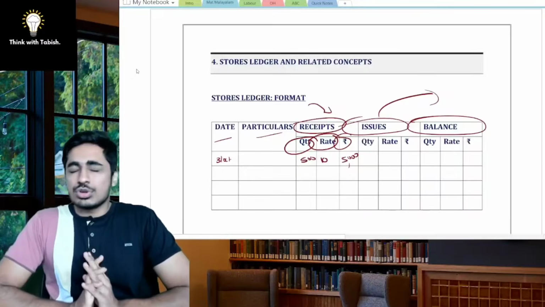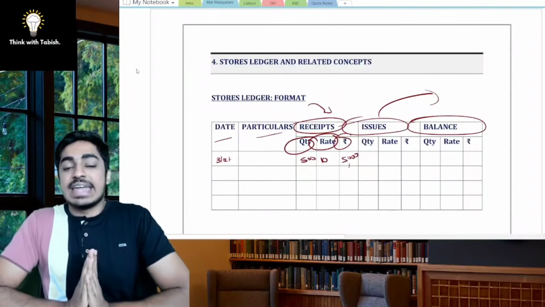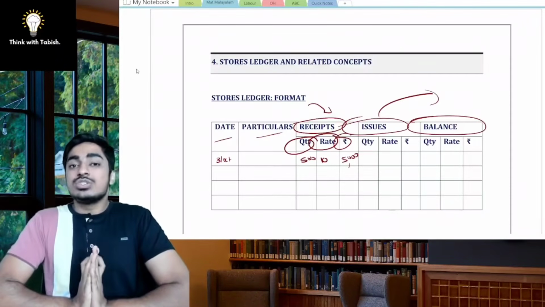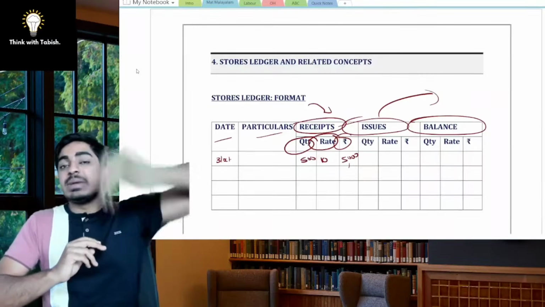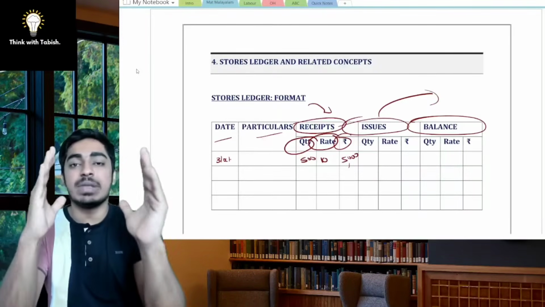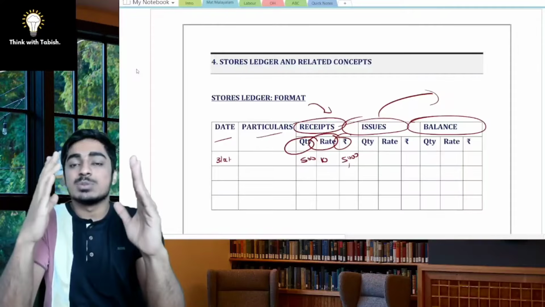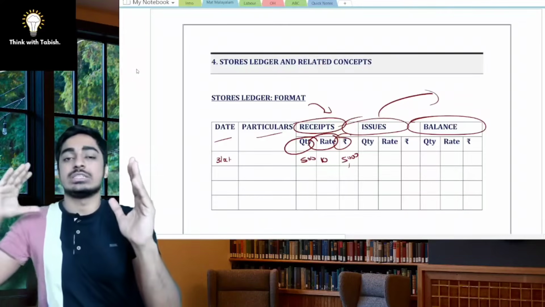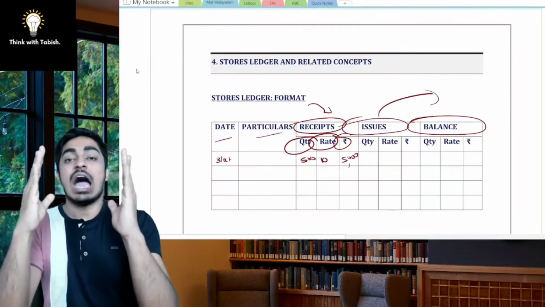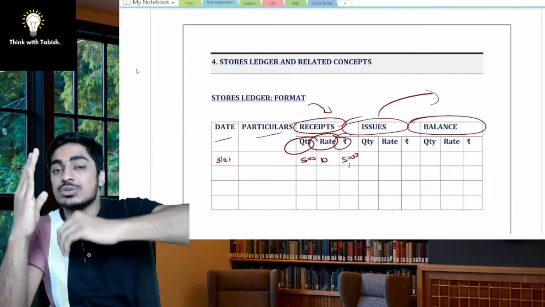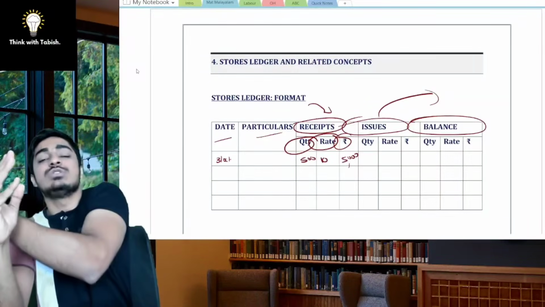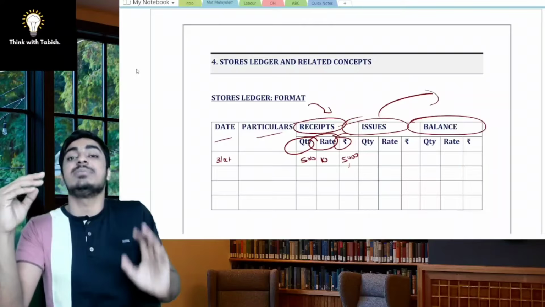Next, we have the fourth concept, that is stores ledger and its related concepts. What is stores ledger? Whatever material we are getting, we keep it in a separate place called stores. From stores, material will be issued to production. What is it that we want to see? How much material is received in stores? How much is issued from stores? And what is the balance available in stores?